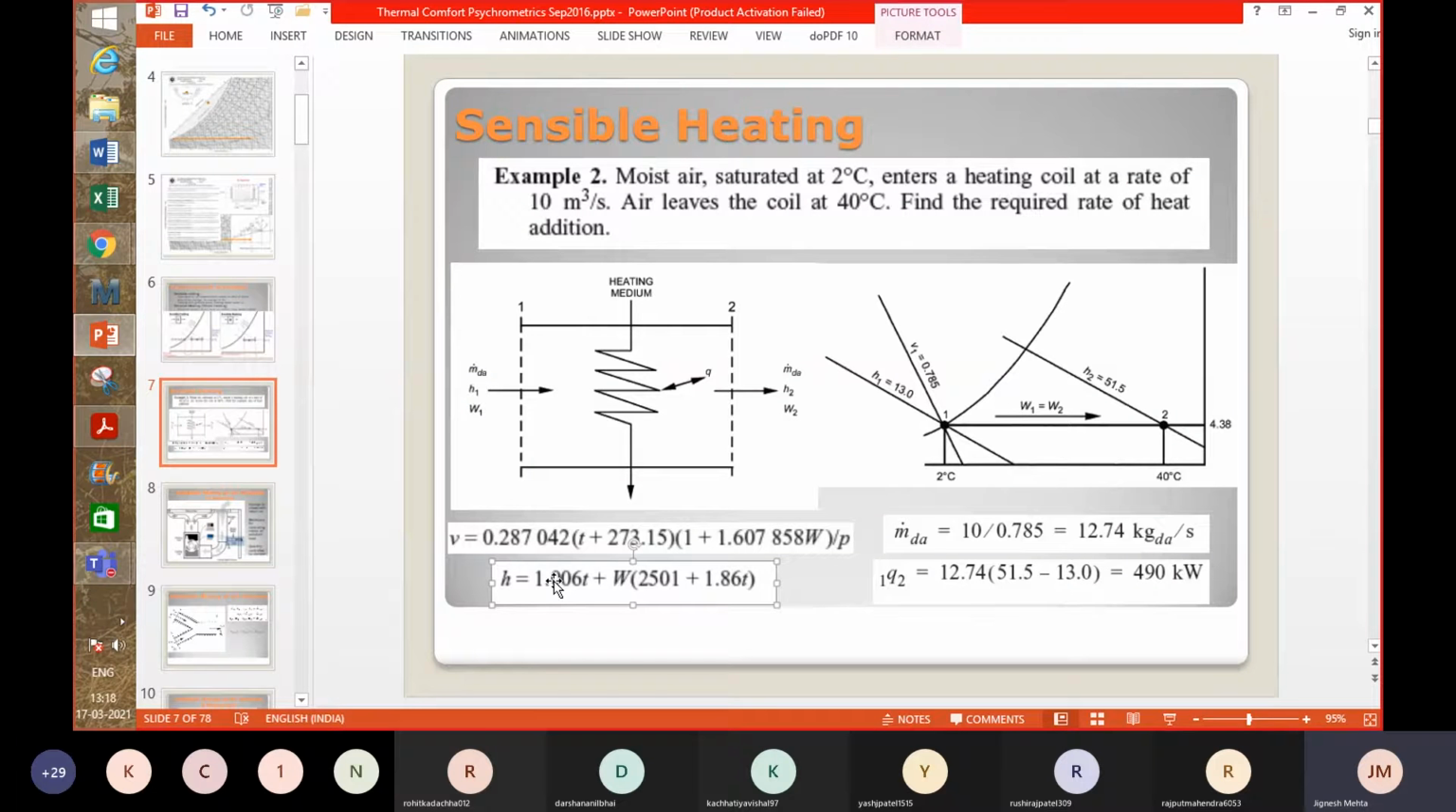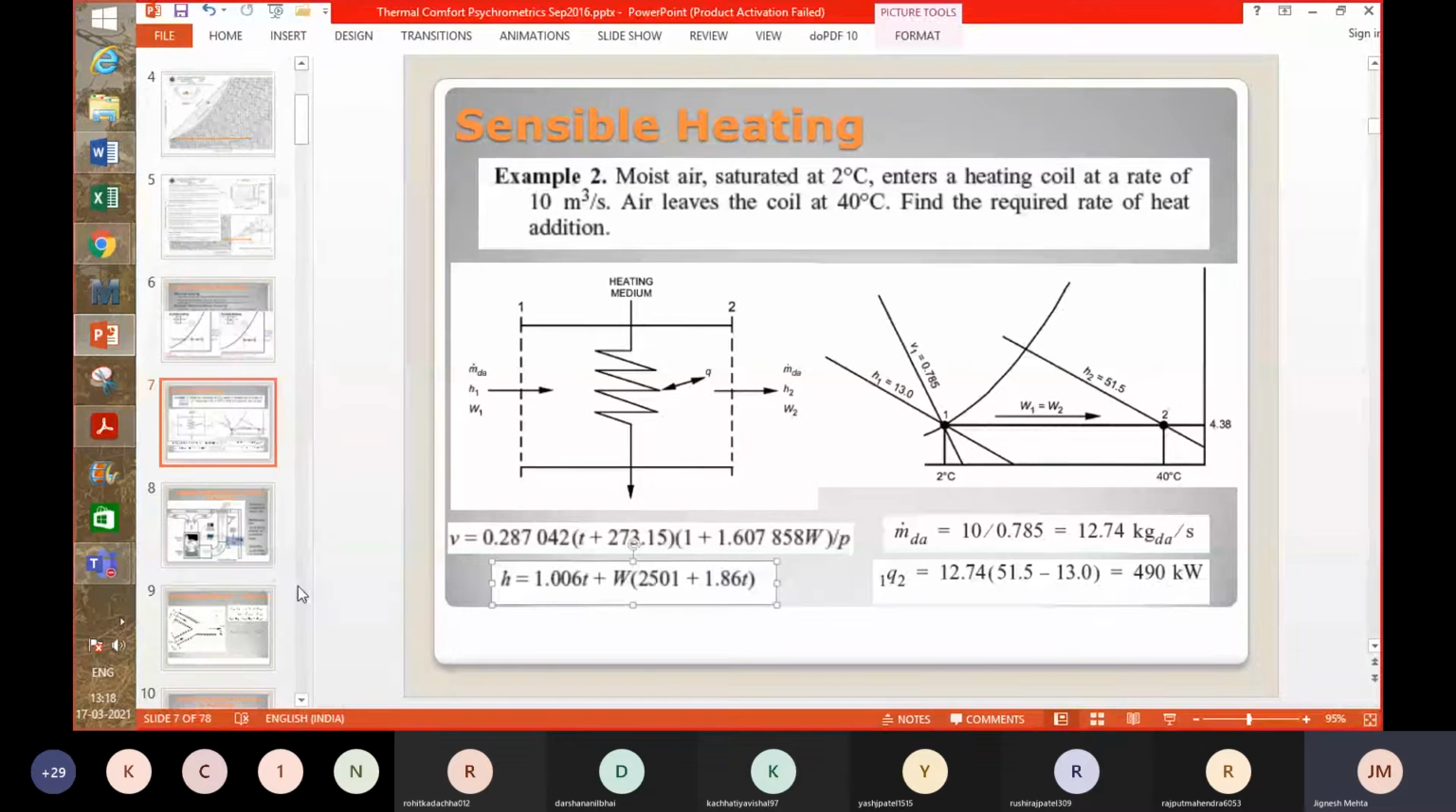An average value of specific heat of water vapor, right? This is not liquid water, it is water vapor, which has evaporated from 0 to whatever is the temperature. So 1.86 into, let's say you're talking about point 2, so it's 40. So that's how you get the enthalpy. So with this, you try to get the enthalpy.